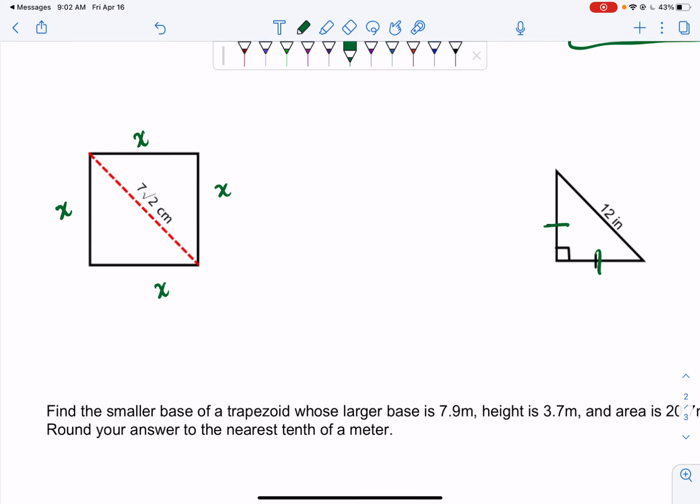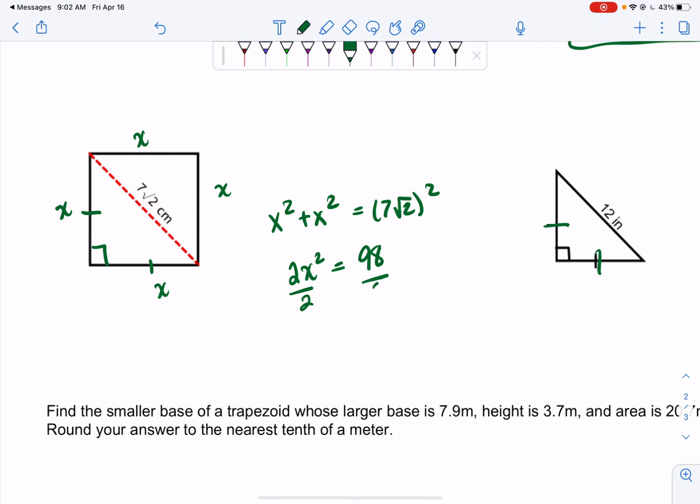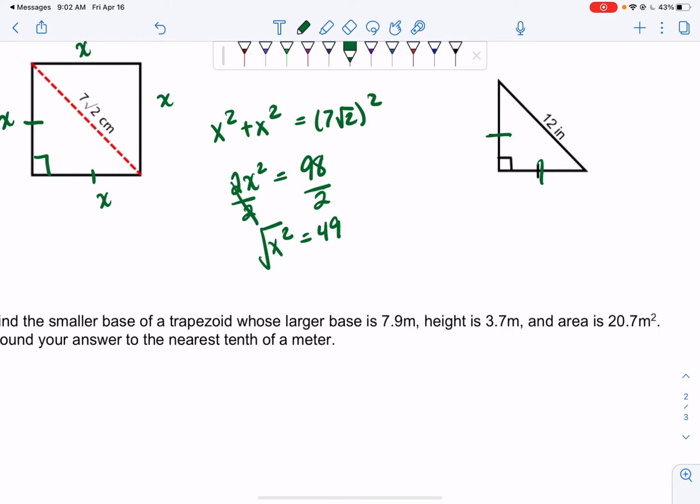So what this would become is a Pythagorean theorem problem because I have a right angle and a right angle, so I can do x squared plus x squared equals 7 radical 2 squared. Because the thing is, in order to find my area, I need to know what my side length is, all right? So x squared plus x squared is 2x squared. 7 radical 2 squared is going to be 98. Divide both sides by 2. Get x squared is equal to 49. How do I get rid of a square? I take the square root. And I get x is equal to 7.